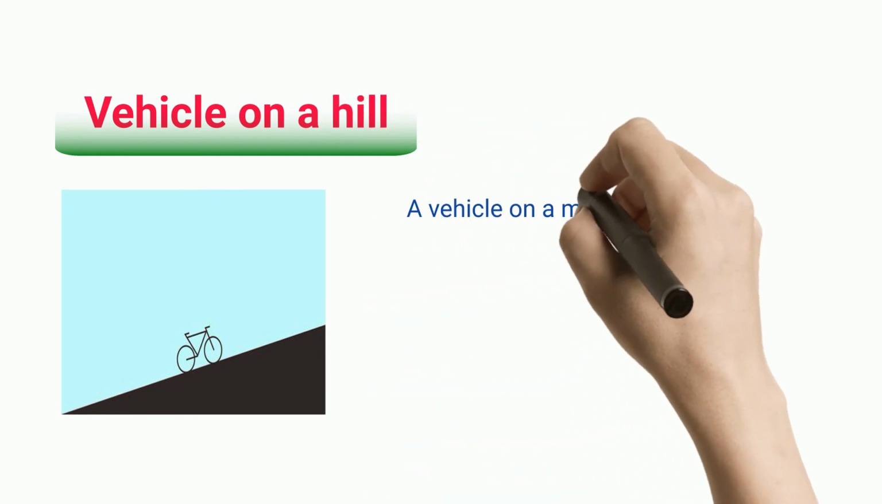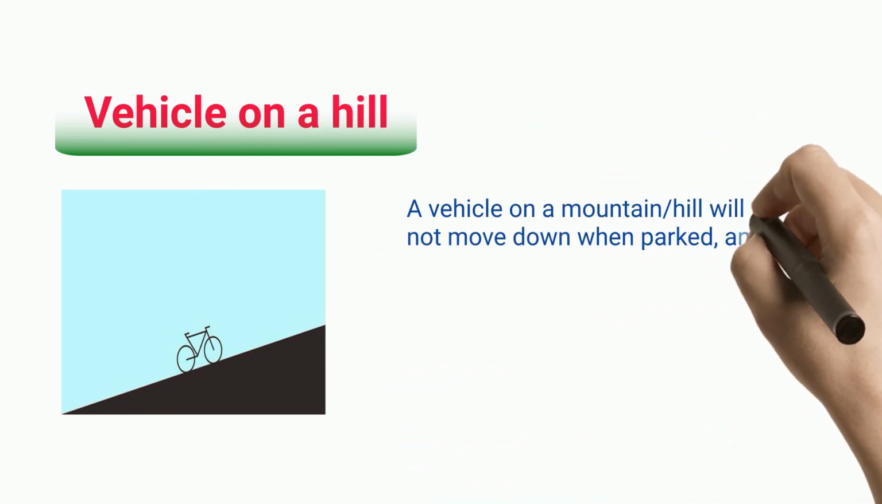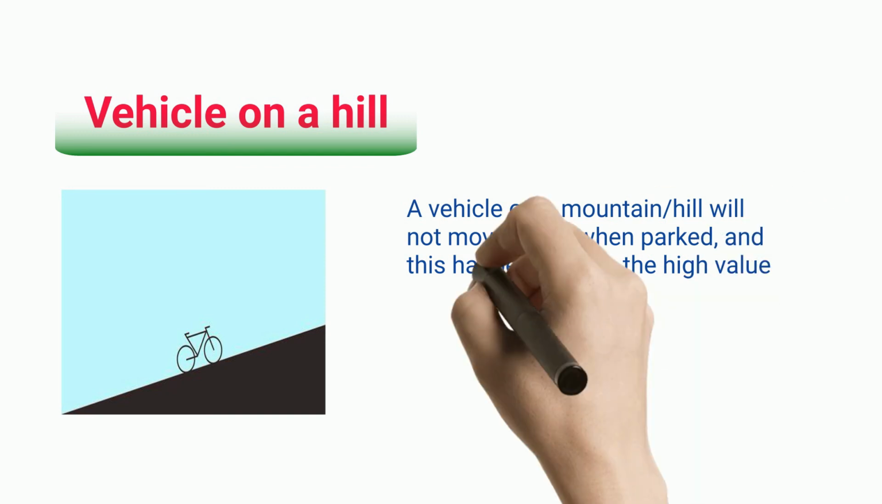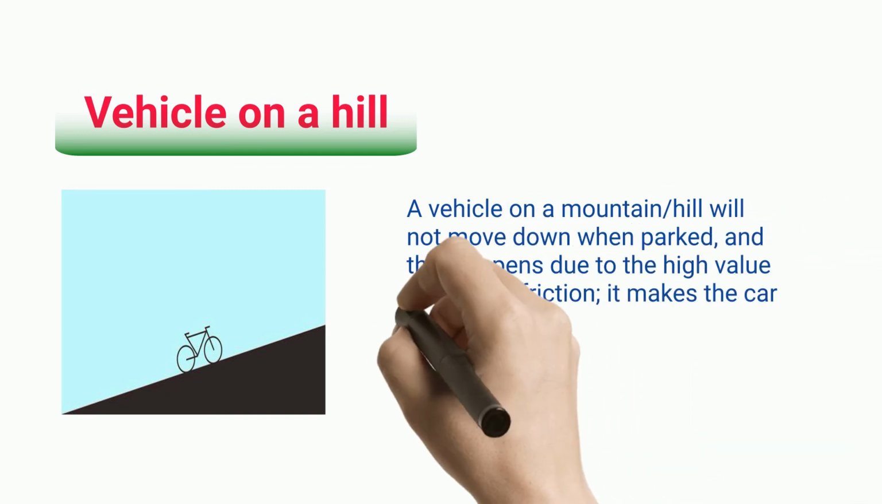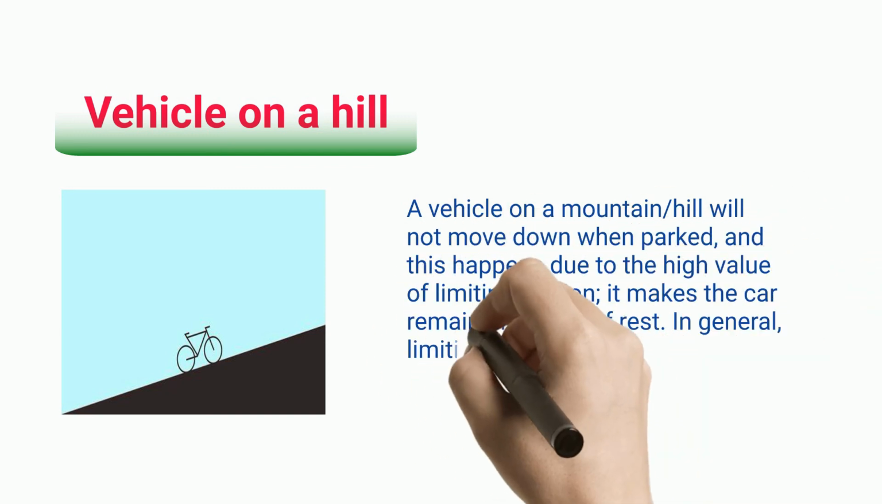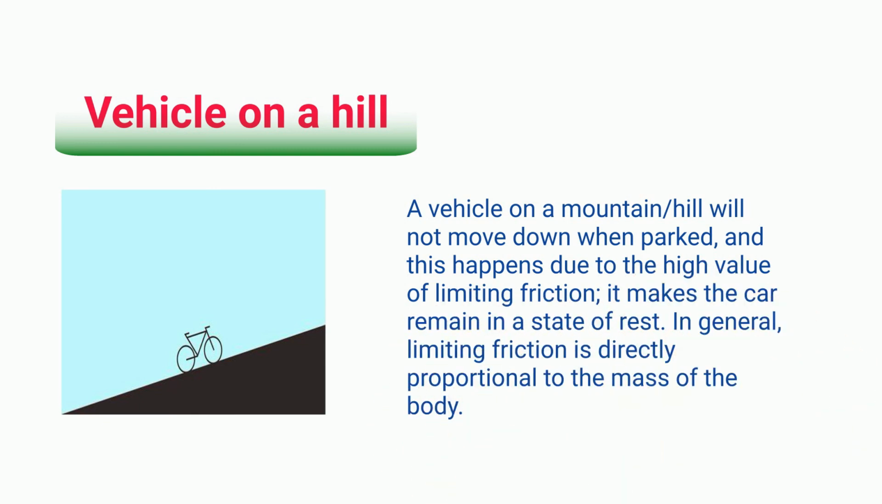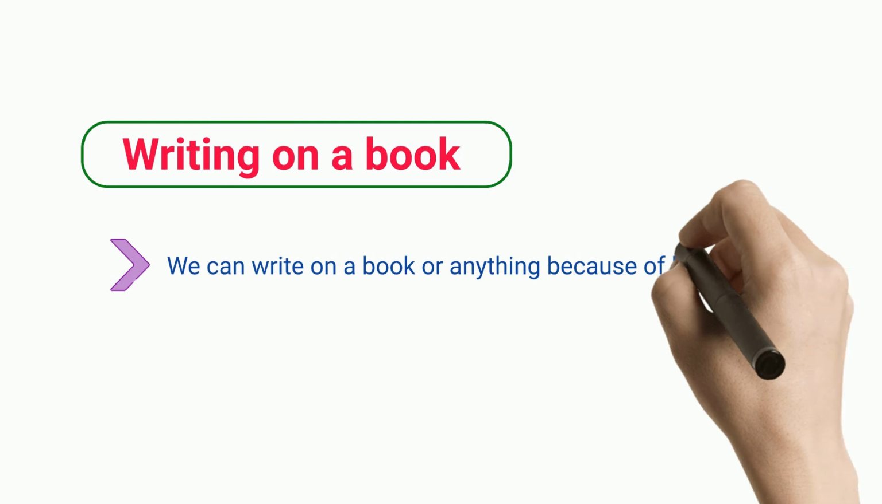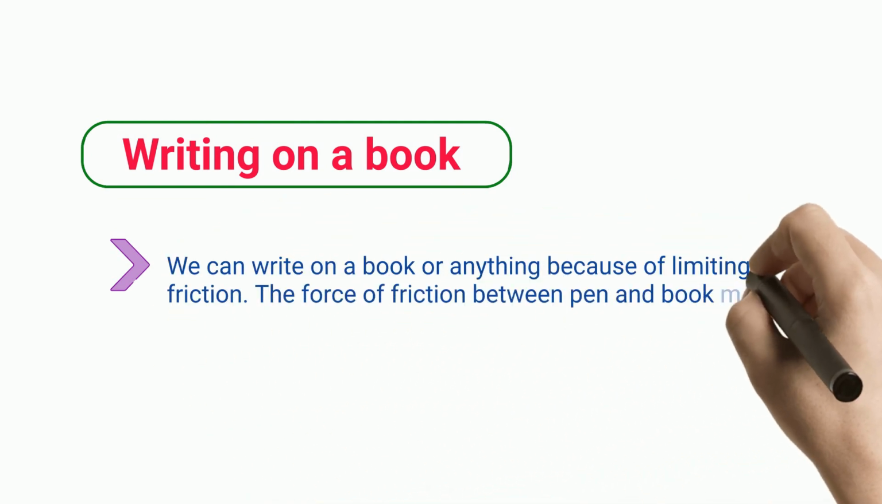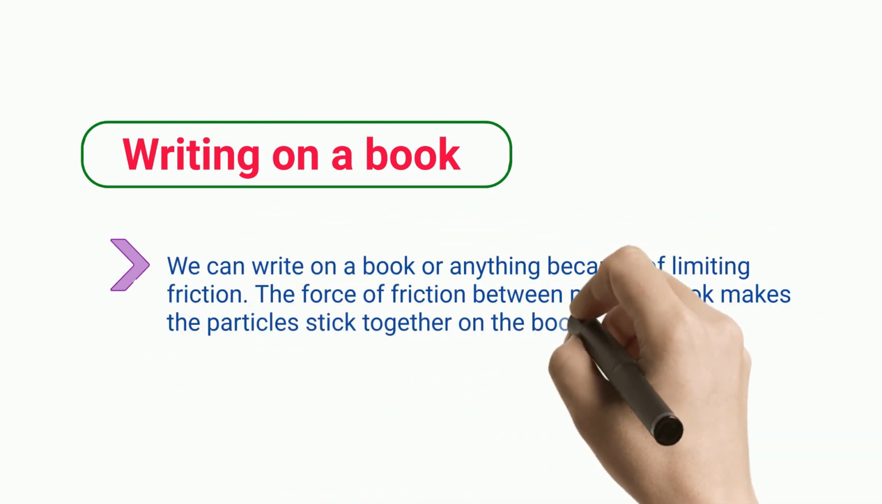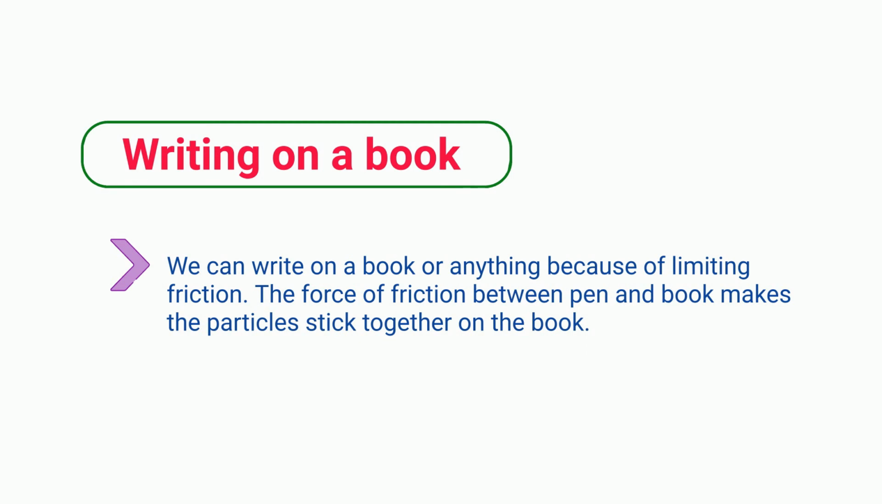Vehicle on a hill. A vehicle on a mountain or hill will not move down when parked, and this happens due to the high value of limiting friction. It makes the car remain in a state of rest. In general, limiting friction is directly proportional to the mass of the body. Writing on a book. We can write on a book or anything because of limiting friction. The force of friction between pen and book makes the particles stick together on the book.